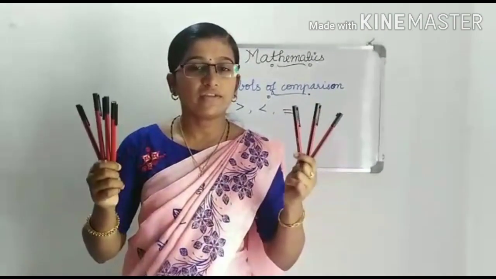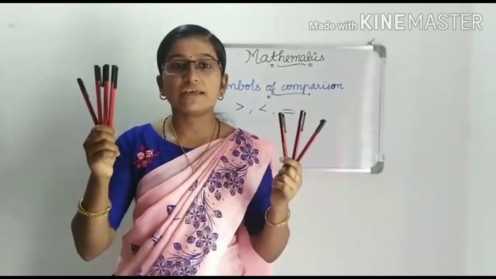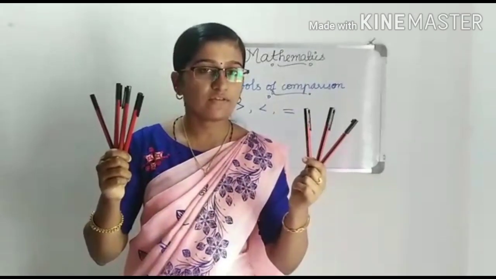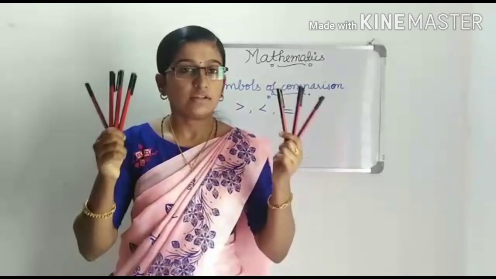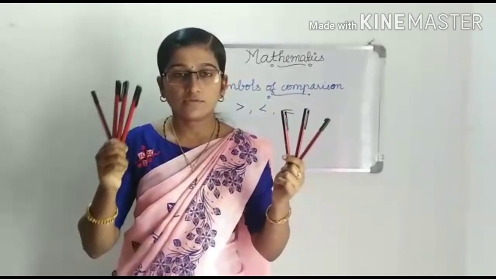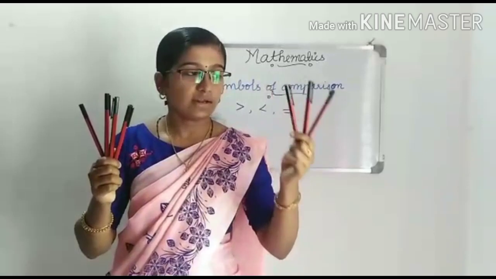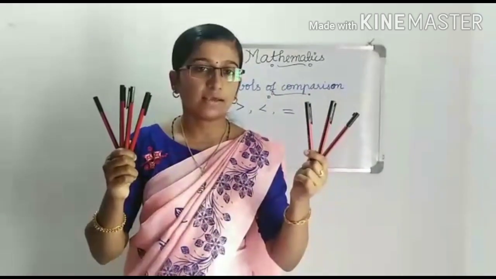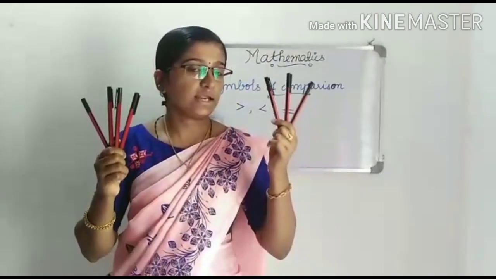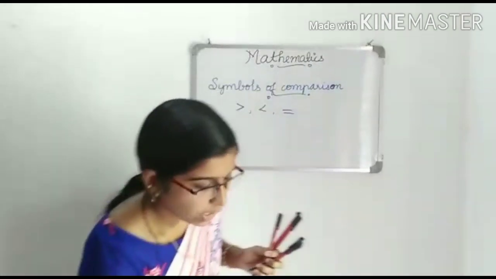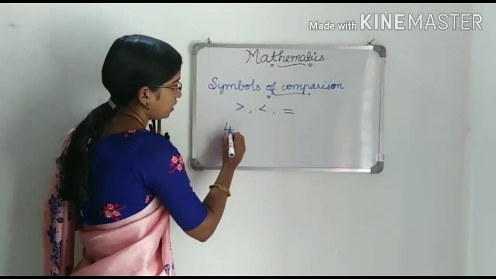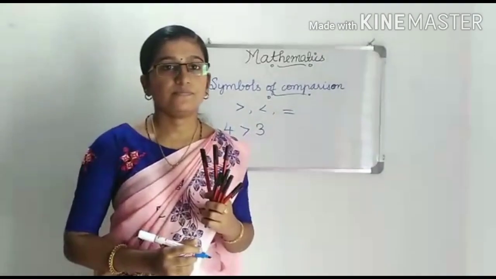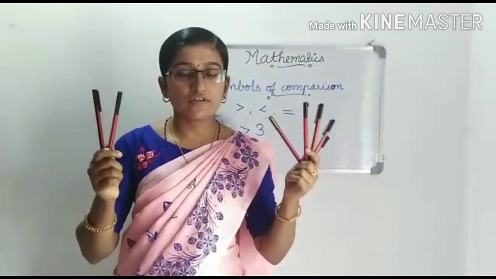Children, look at the pens in my hands. How many pens are here? Here there are 4 pens and here there are 3 pens. Now we are going to compare these two numbers. So here the first number is 4 and here the second number is 3. So which is greater, 4 or 3? Yes, 4 is greater than 3. So we can write 4 is greater than 3. Is it clear?